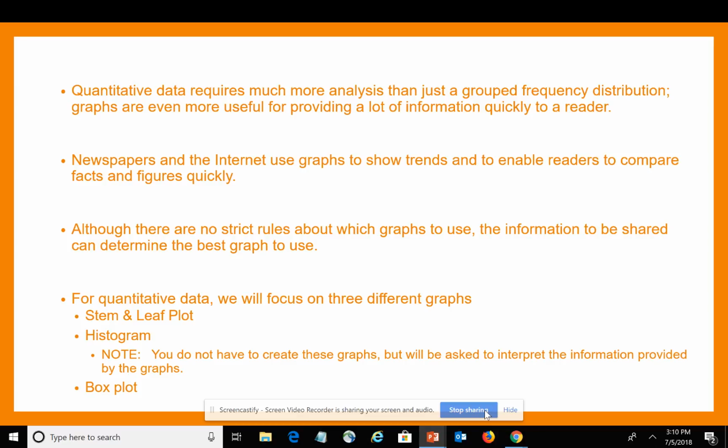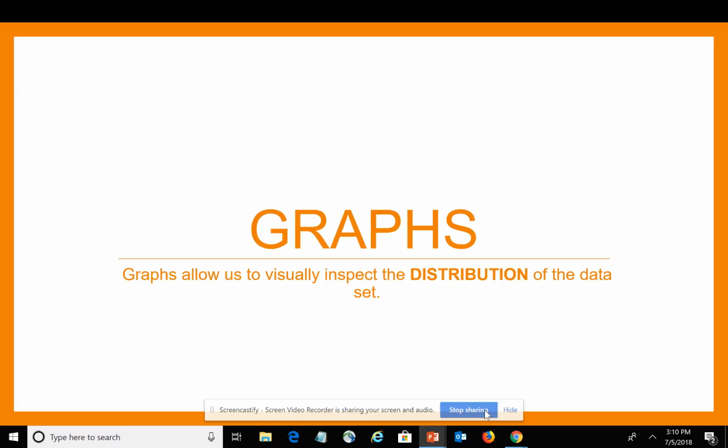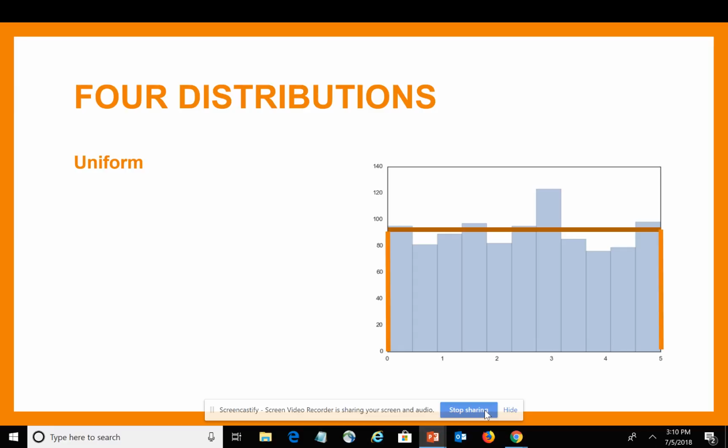So let's look first at the different distributions that can occur when you're looking at graphs, because graphs give us a way to visually inspect with our eyeballs the distribution of the data set. There are four different distributions that you need to know. The first one is the uniform distribution. Within a uniform distribution, each class or group has approximately the same frequency or the same relative frequency.